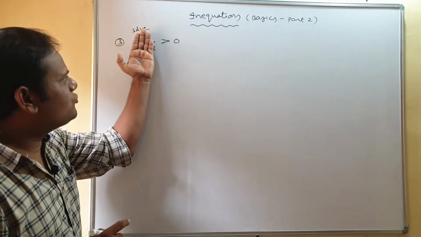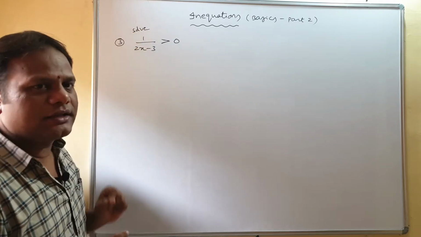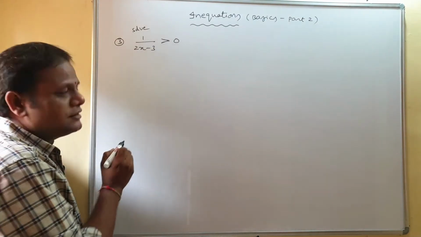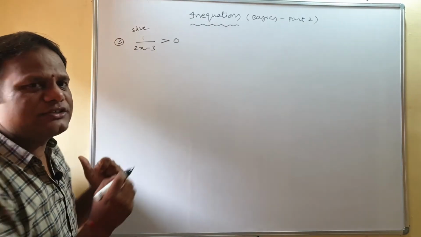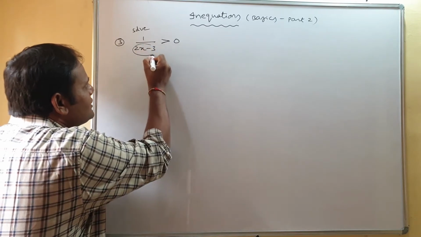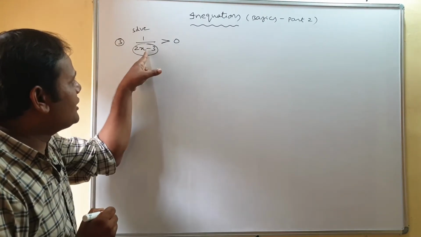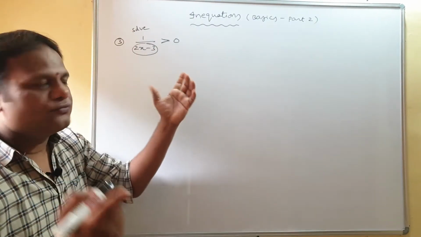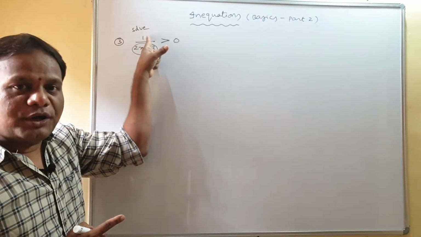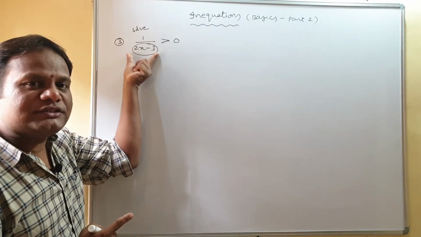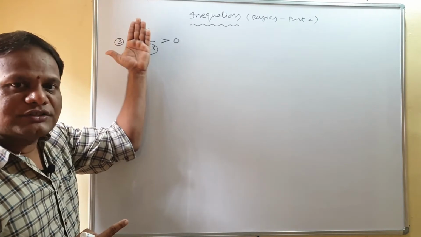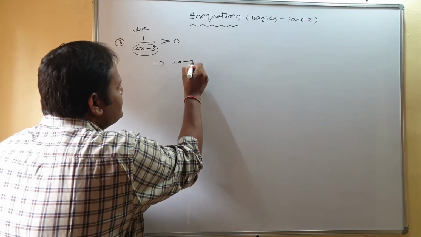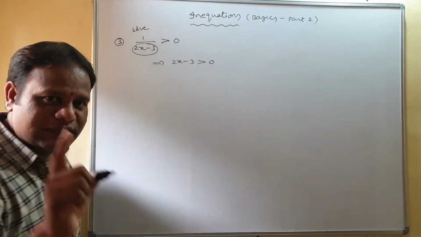It should be positive means once you observe the numerator, 1, 1 is always positive. So when this fraction is positive, if the denominator is positive, then the total value is positive. Why? Because already the numerator is positive. So if the denominator is positive, then the total value is positive. So you can take it as 2x minus 3 greater than 0. Is it clear?